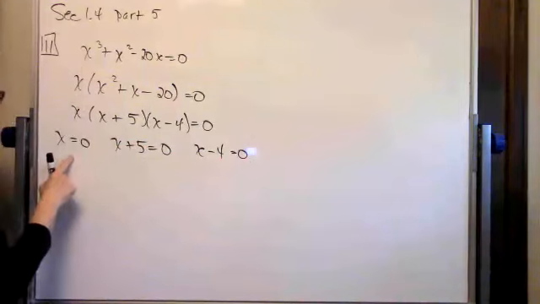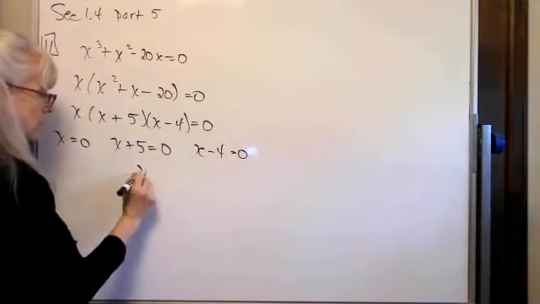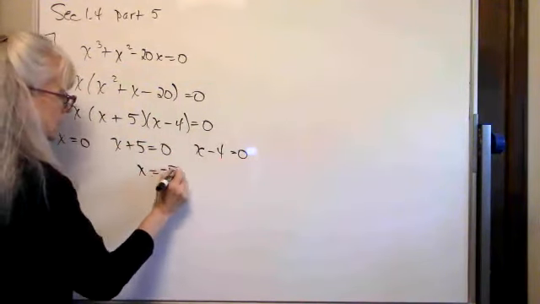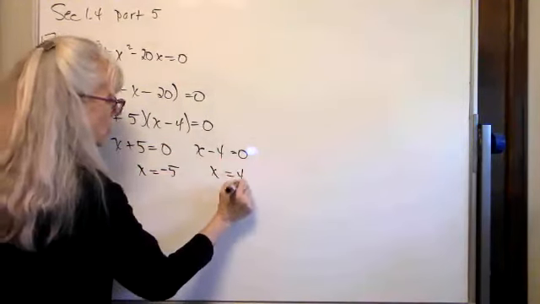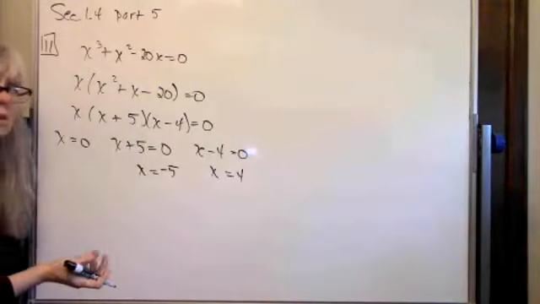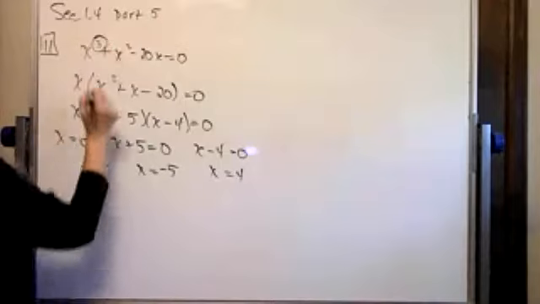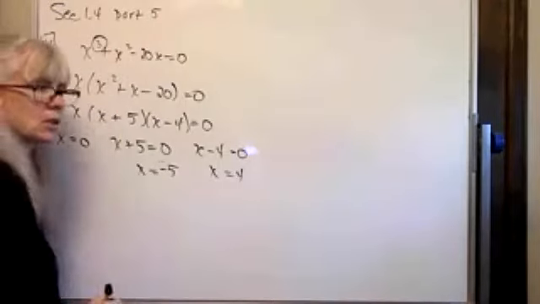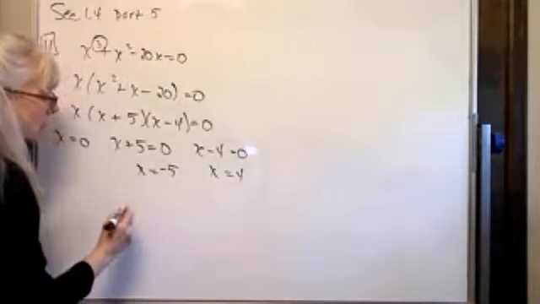So I get x equal to 0. There's one solution. x equals negative 5 is the next solution. And x equal to 4 is the final solution. So I get 3 solutions. For this one, because it's a cubic, I'm going to get 3 solutions. And they're all real. No i's floating around.